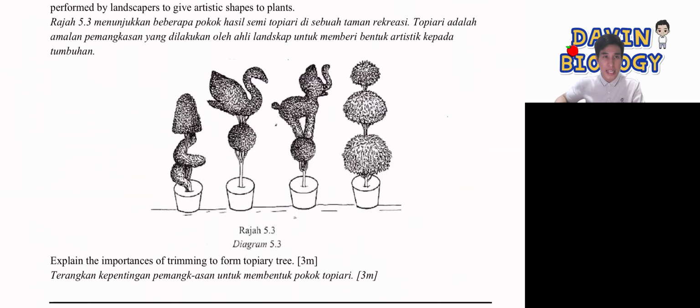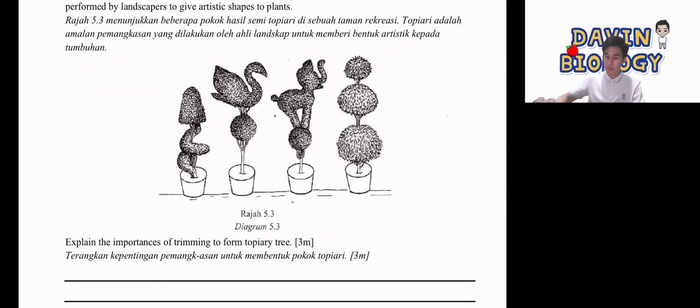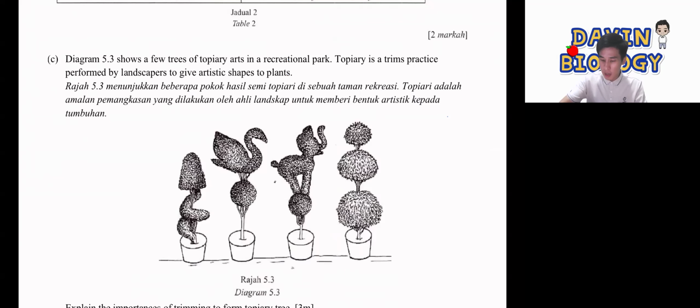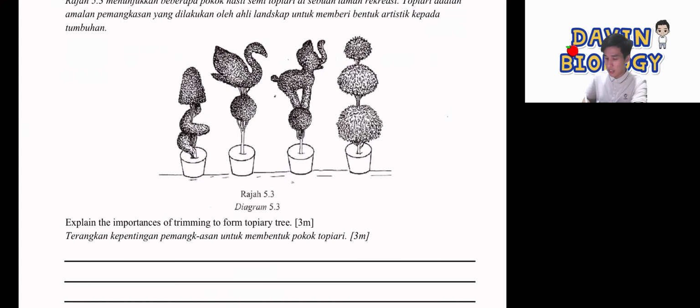We straight do this one, C. They say there are these kinds of bushes, right? They got different kinds of patterns. I mean, in this kind of botanical recreational park. So the main question here is they say the importance of trimming them to form this topiary tree. Topiary trees are this kind of pattern bushes.